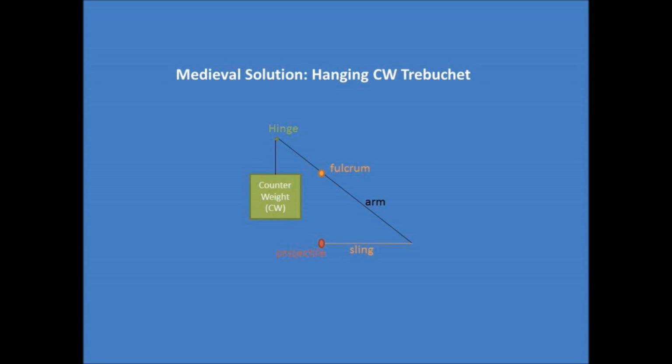At the very least, we want the counterweight to sort of move straight up and down. The medieval solution to this problem is the hanging counterweight trebuchet. As the name suggests, they hang the counterweight some distance below the arm. Here's a clip showing how effective this is.